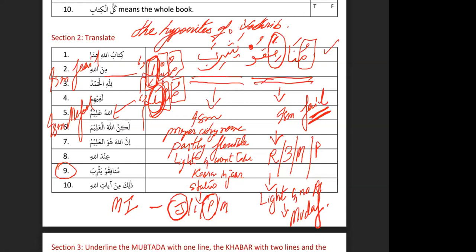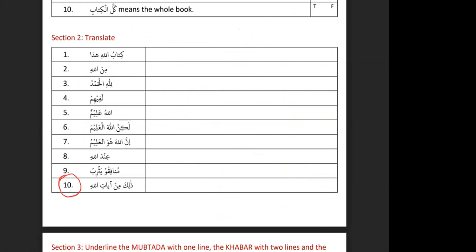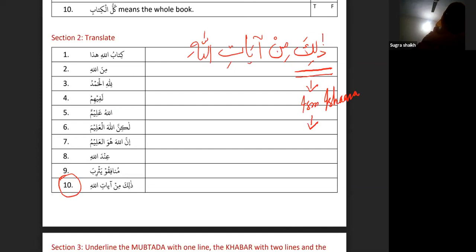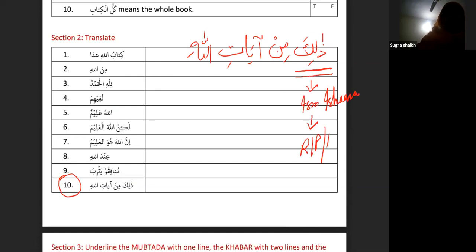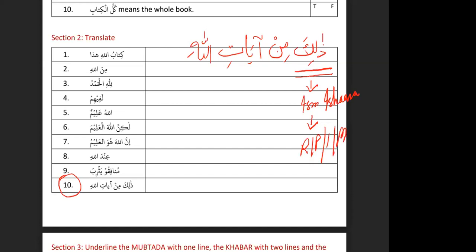Okay, everybody clear about this? Yes, Alhamdulillah. Okay. Now number 10. Dhalika min ayatillahi. Okay. Again, word from word. So first we'll start with dhalika. What is this? Ism ishara. Yes, it is an ism ishara. What will we call this in this setting? It is rafa. It is proper, singular, masculine. Exactly. Just a second, please.